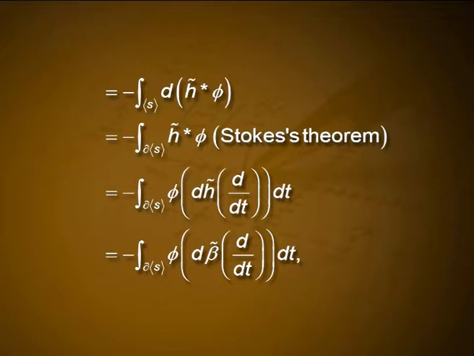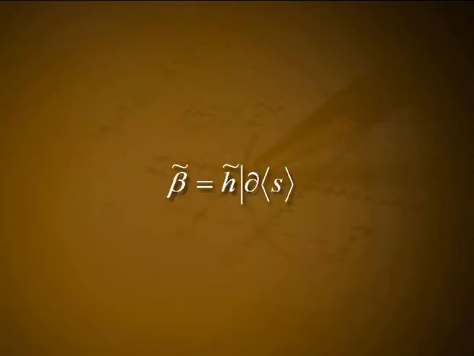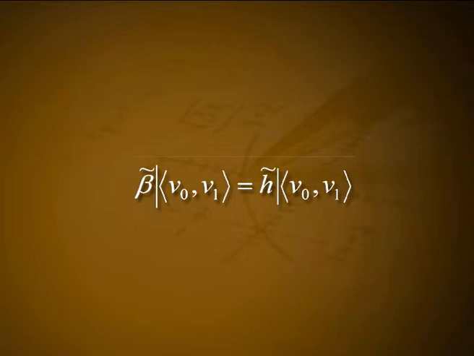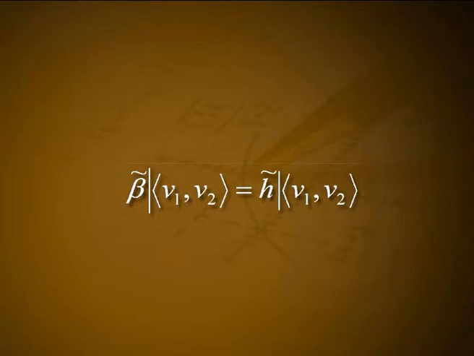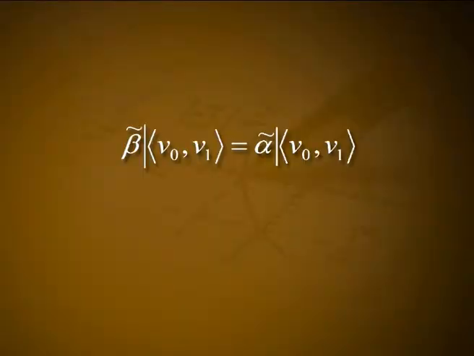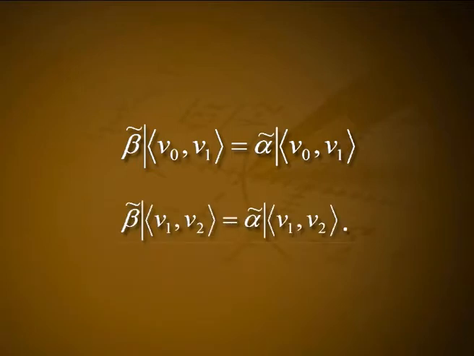which is equal to minus the integral over ∂S of φ(dβ̃/dt) dt, where β̃ is equal to h̃ at ∂S. Let α̃ denote the horizontal lift of α through h̃, with α̃(v0) = (α(v0), ω0). Since β̃ at v0v1 is equal to h̃ at v0v1 and β̃ at v1v2 is equal to h̃ at v1v2 are horizontal by construction of h̃, we have β̃ at v0v1 is equal to α̃ at v0v1 and β̃ at v1v2 is equal to α̃ at v1v2.